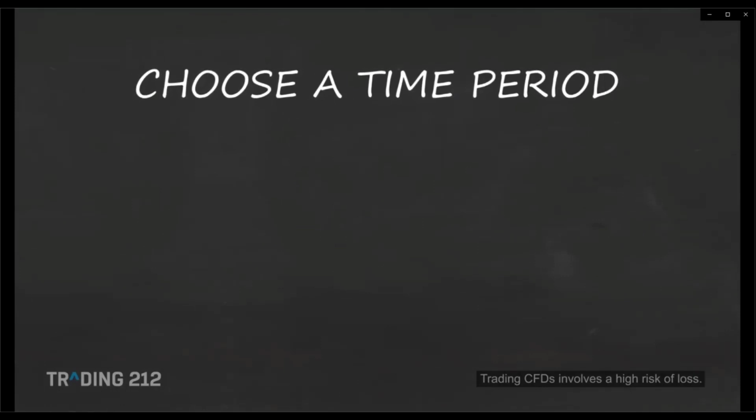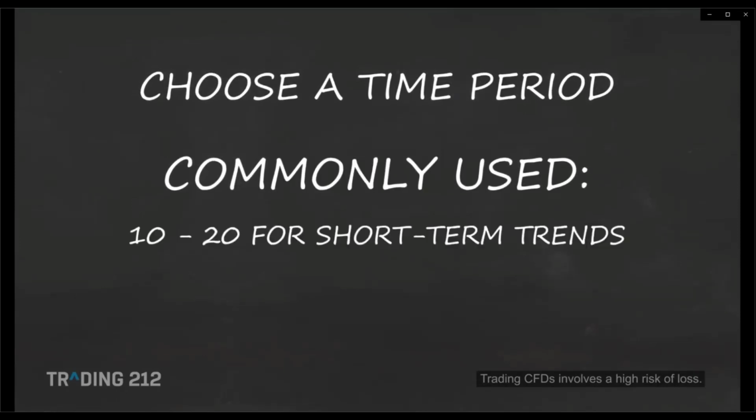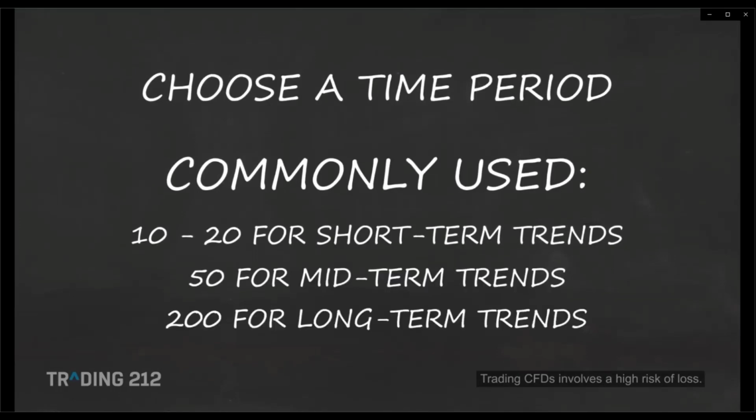Apart from the type of moving average, you also have to decide on the time period. This will largely depend on the type of trend you are analyzing. Here are some guidelines for commonly used time periods: 10 to 20 for short-term trends, 50 for mid-term, and 200 for long-term trends are typically used.